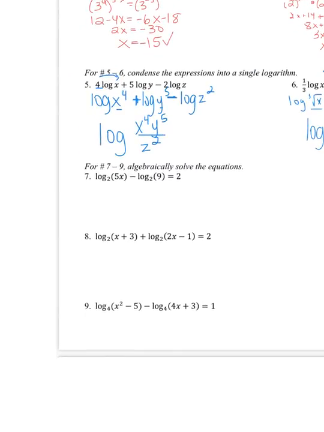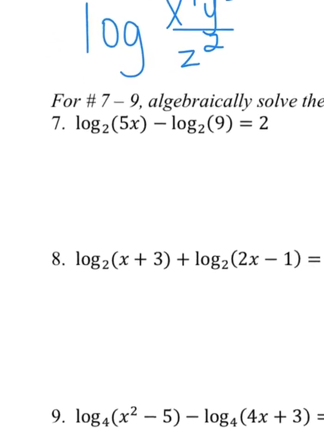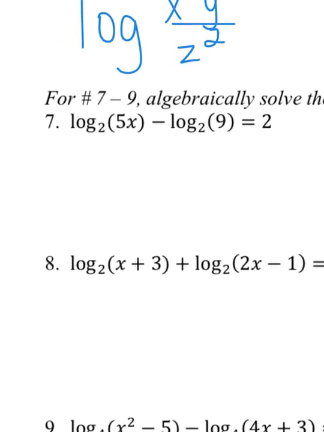Number 7, you're going to use those properties to solve these log equations. So for number 7, you're going to condense the logs. You're going to put together the 5x and the 9 using division because they're being subtracted. So now you have log base 2 of 5x over 9 equals 2.